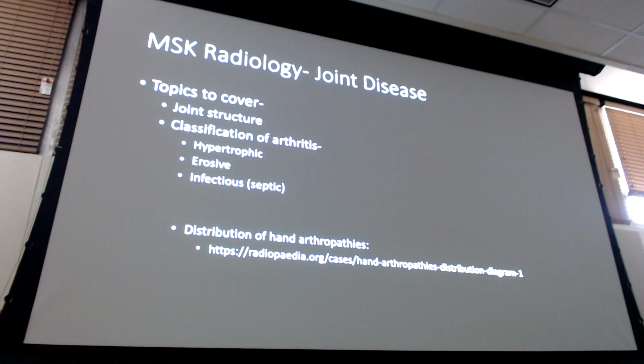We're going to talk about some of those. A couple of different types of arthritis. We have hypertrophic, erosive, and then the nasty, scary one, the infectious or the septic. Okay? There's a little Radiopaedia page that kind of breaks apart all the hand arthropathies, that word, arthropathies, if you want to use it. For those that like diagrams and charts.